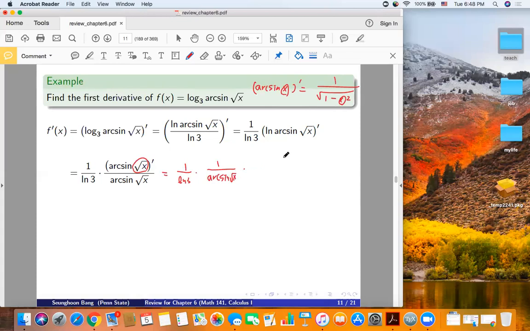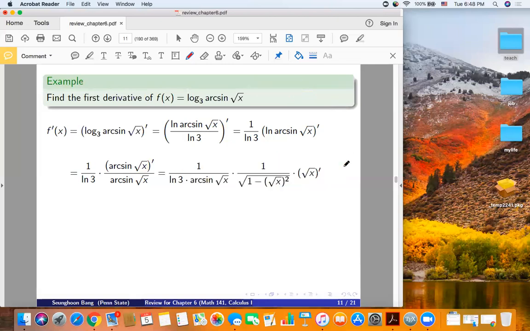The derivative of arcsine of root x is 1 over the square root of 1 minus root x squared, times the inner function's derivative, like a chain. This is the idea. So we have it. Next, to simplify, the root x squared is this one.